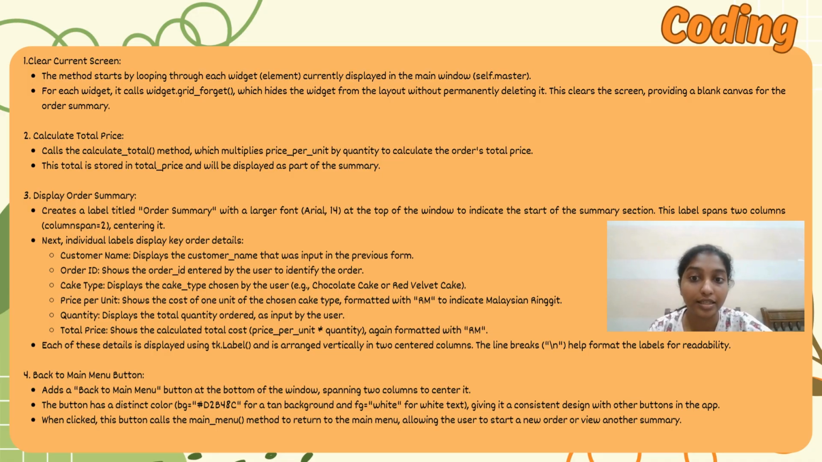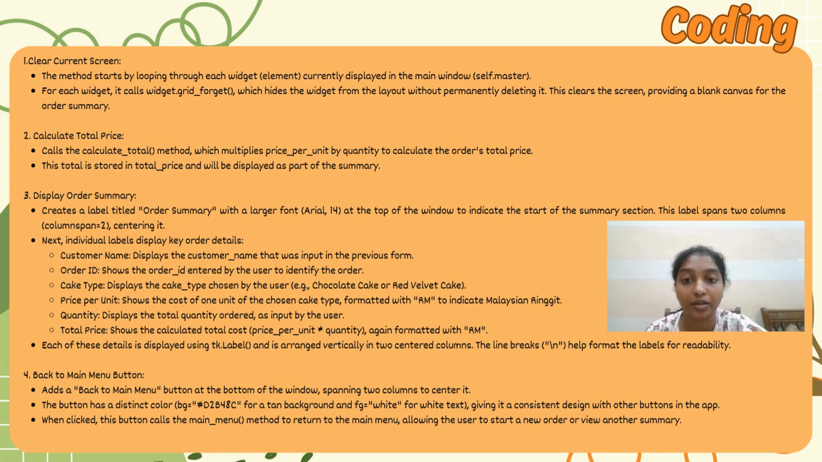Each of these details is displayed using tk.Label() and is arranged vertically in two centered columns. The line breaks help format the label for readability. And then the back to main menu button adds a back to main menu button at the bottom of the window, spanning two columns to center it.